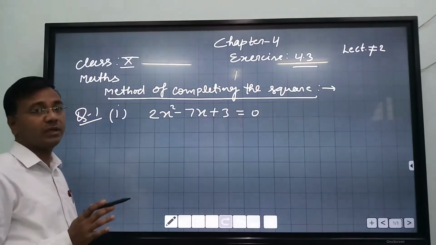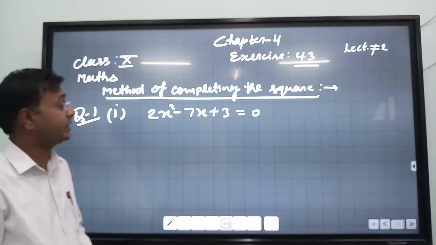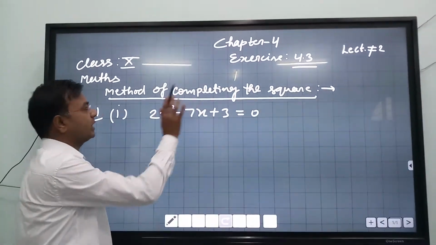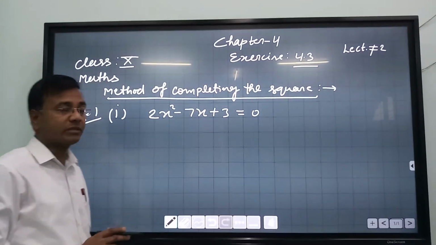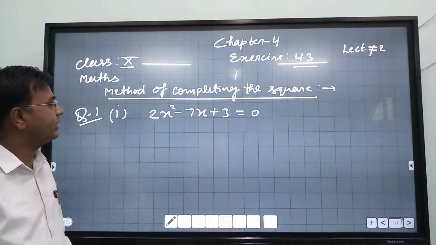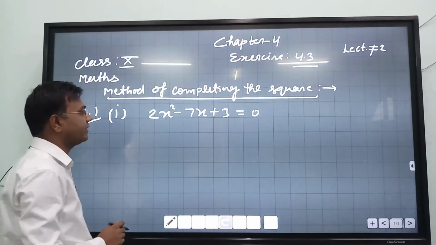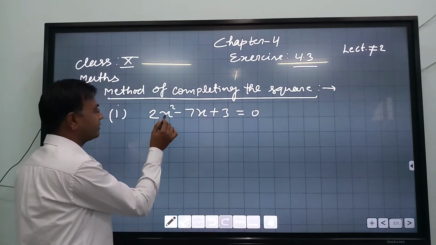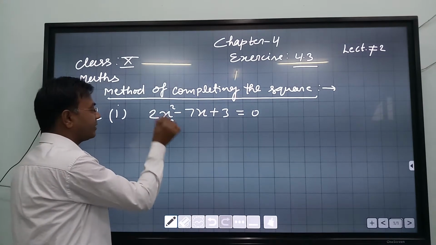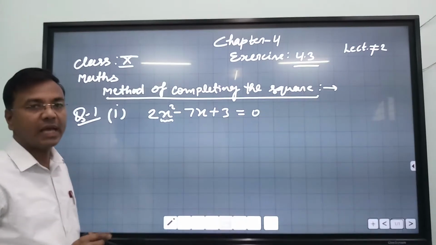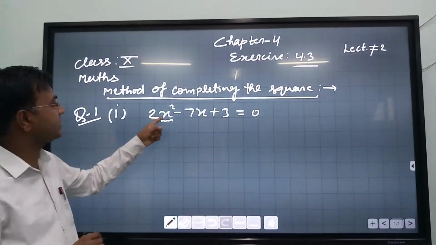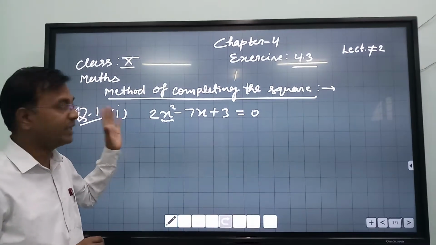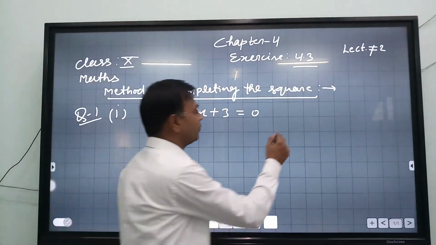We have learned the factorization method so far, but today we are going to use a different method, which is called the completing the square method, right? In this method there are certain steps, so we'll do the question step by step. The first step is, first of all, make the coefficient of x square as 1. Here the coefficient of x square is 2, and we want to have only 1 here, right?